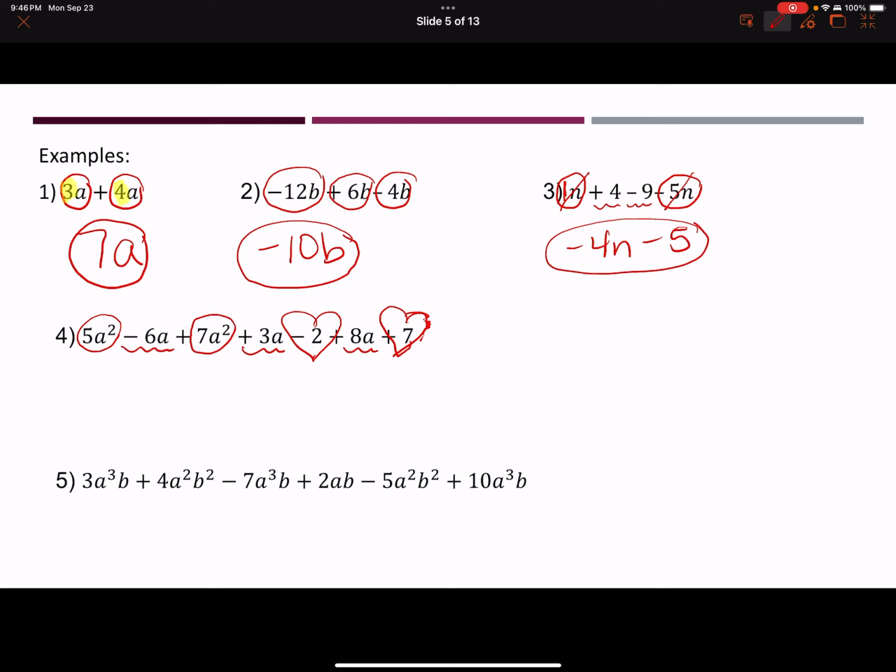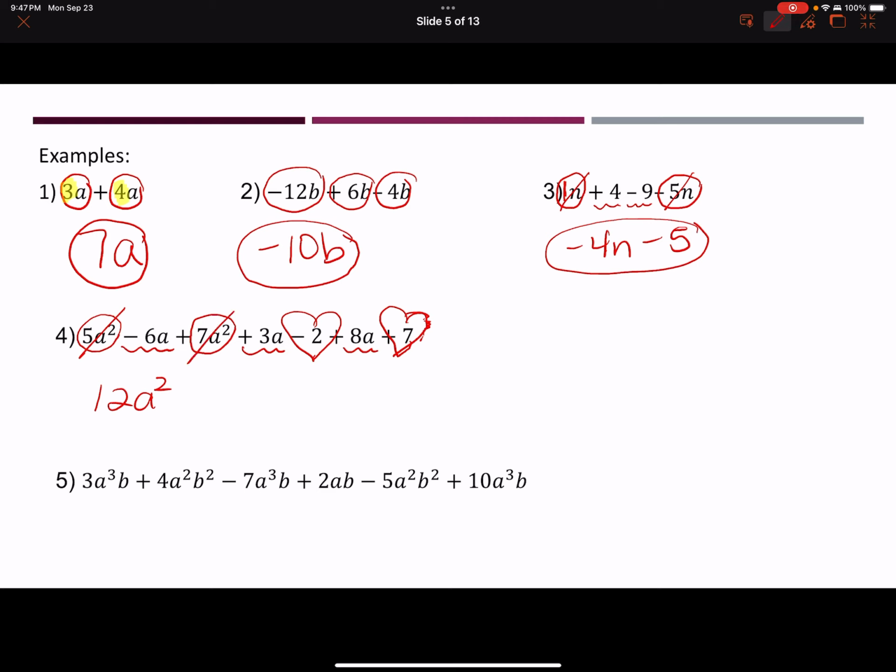So now I'm going to combine like terms. But again, keep in mind, if I want my answer to be in standard form, which one would come first? The ones in the circles, the a squareds. So 5a squared plus 7a squared, I need to add 5 plus 7, and that's 12a squared. And again, I can cross these off as I go.